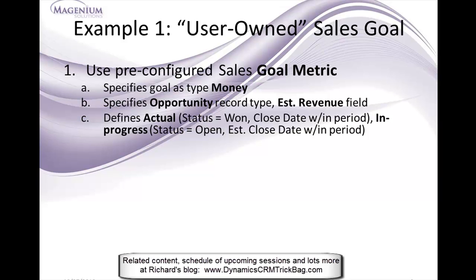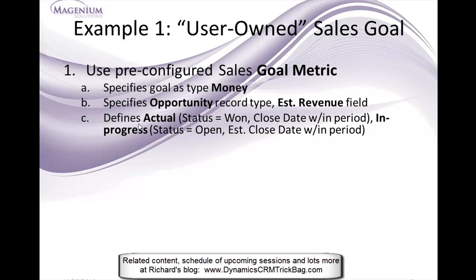There's one in particular called sales, and it specifies the goal as type of money, so it basically specifies the data type for the goal. It specifies the record type, that's opportunity, and it points to the estimated revenue field. So that's the field that the goal is going to be created for, which makes sense, a common sense definition of sales in Dynamics CRM.